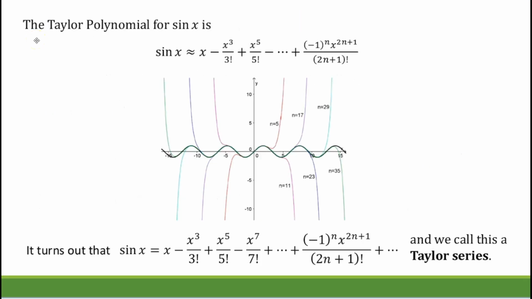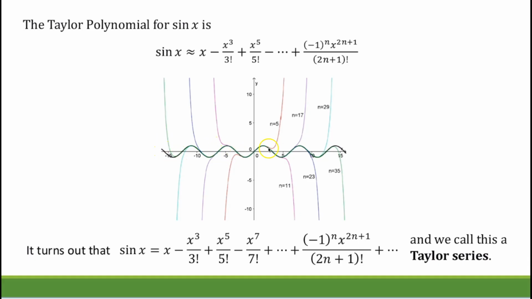Let's look at a more concrete example. The Taylor polynomial for sine x is given by sine x is approximately x minus x cubed over 3 factorial plus x to the fifth over 5 factorial, and so on, with the nth term being represented by negative 1 to the n, x to the 2n plus 1 over 2n plus 1 factorial. So we say sine is approximately these Taylor polynomials because these would stop at different n values.